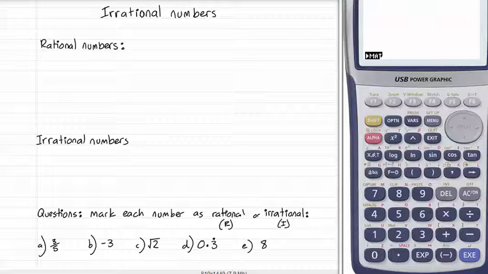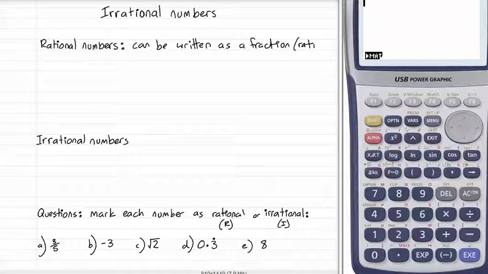can be written as a fraction or a ratio of two integers, that is, two whole numbers. Irrational numbers cannot be written as a ratio.